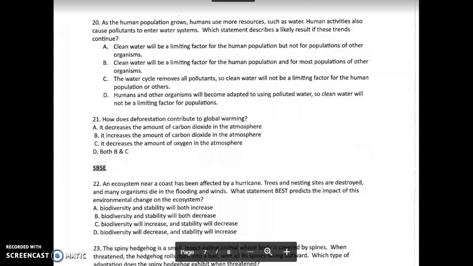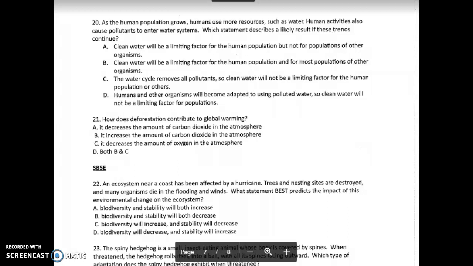C. The water cycle removes all pollutants, so clean water will not be a limiting factor for the human population or others. D. Humans and other organisms will become adapted to using polluted water, so clean water will not be a limiting factor for populations.